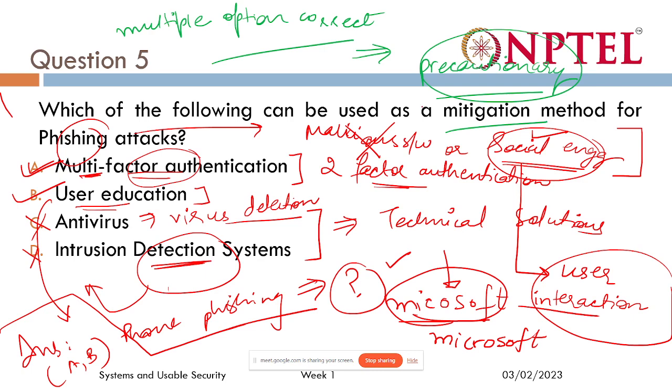For example, if this question is there, is it fine to select multi-factor authentication also as one of the solutions? Yes. I'm saying this is just one of the solutions. Definitely, there are loopholes in every method. But if it's strictly mentioned under the category of single option correct, then go with user education.